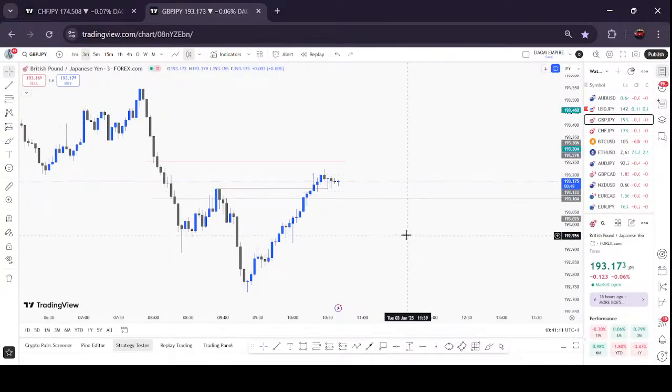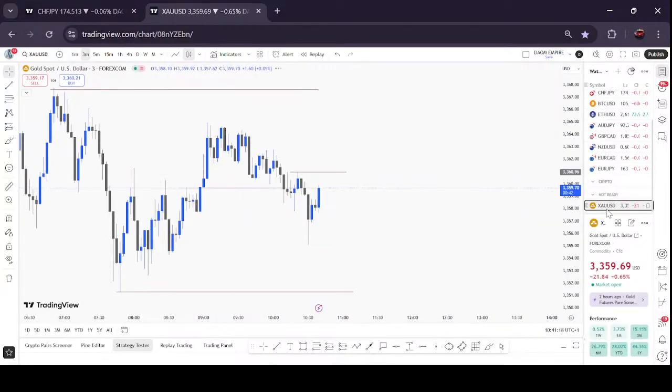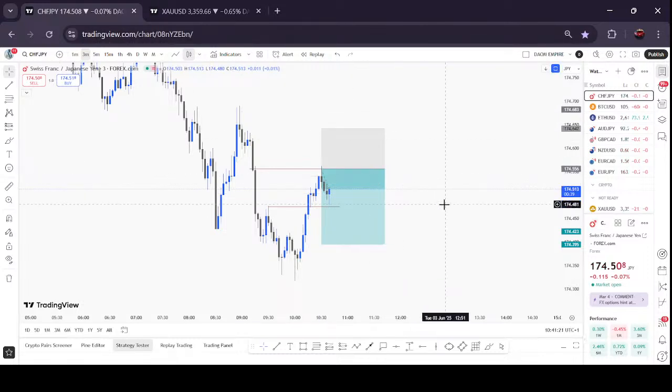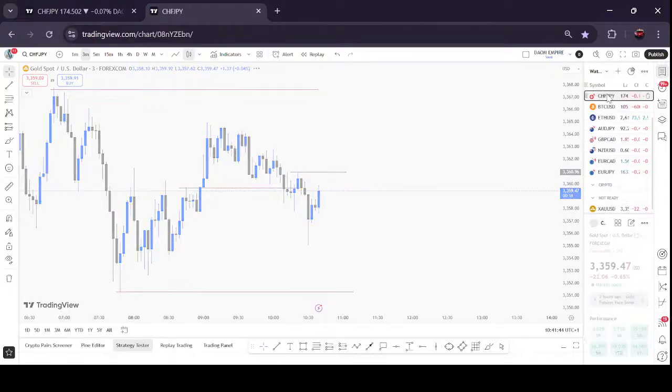GBP JPY, what's going on? Still consolidating. Once CHF JPY gives us our TP, then we're good.